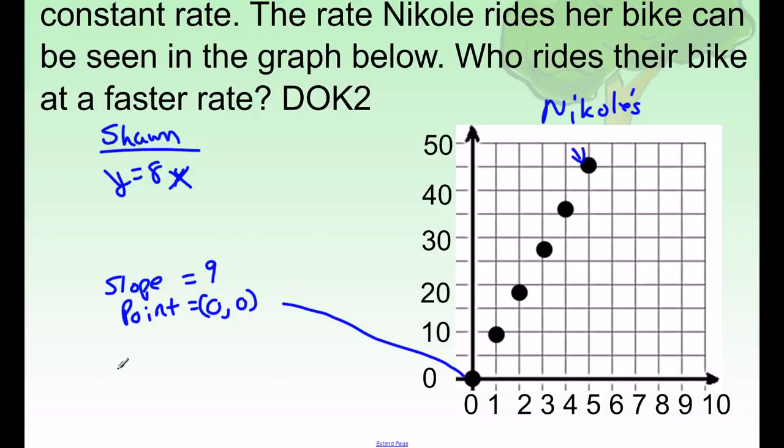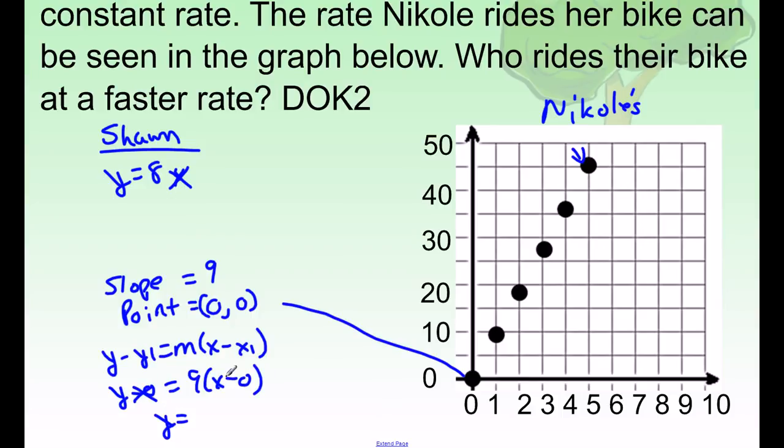So now we can write the equation. y minus y1 equals m times x minus x1. y minus 0 equals 9 times x minus 0. This cancels out. This cancels out. So Nicole's equation is y equals 9x. Sean's equation is y equals 8x.